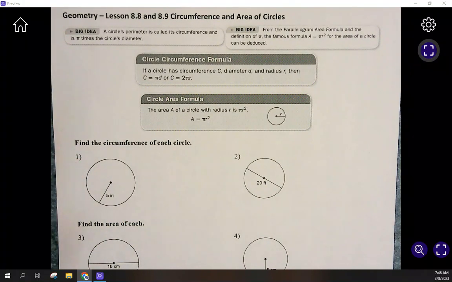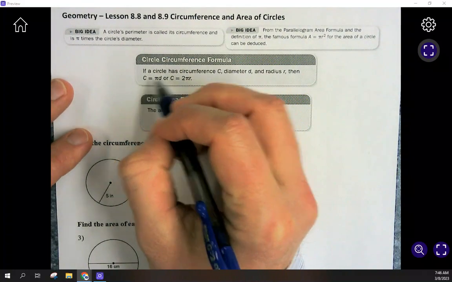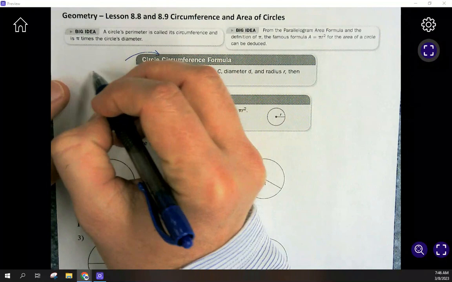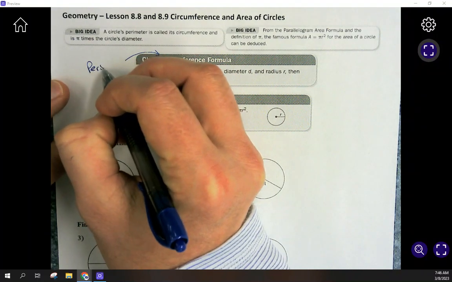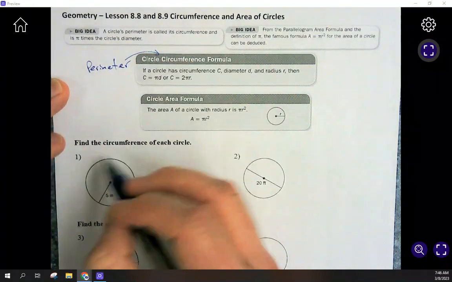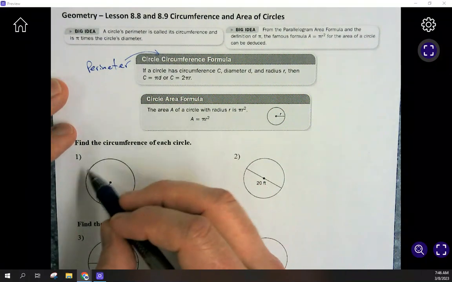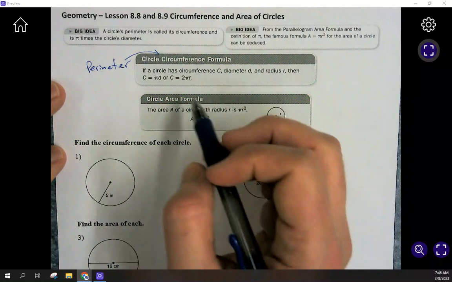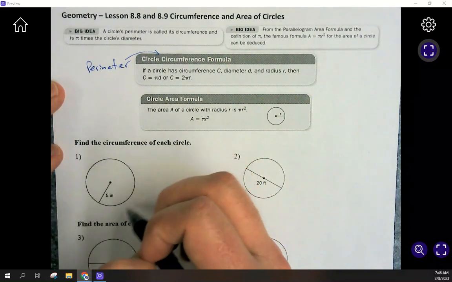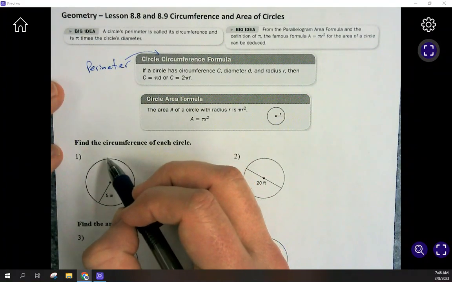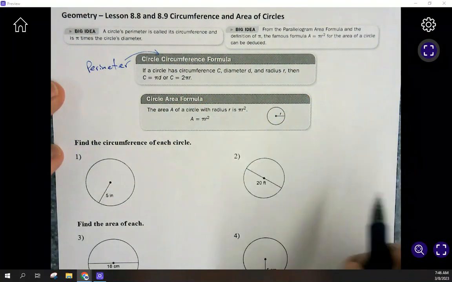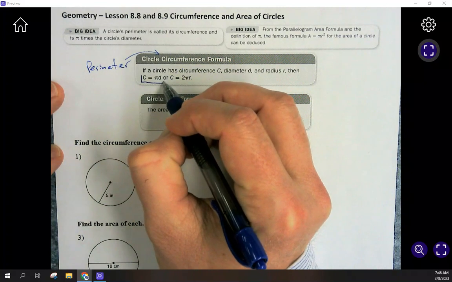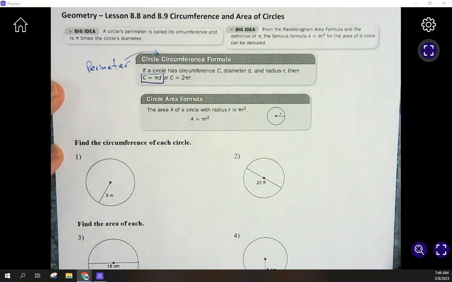and area of circles. So for circumference, which is like the perimeter, let's make sure we remember that. Circumference is the perimeter, which is the distance around the outside. So if this was a string around the outside and we pulled it all the way straight, how long would that be? Or if you walked all the way around the outside of the circle, how far would that be? Its circumference equals pi times diameter.